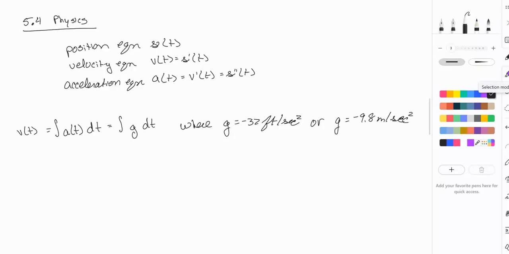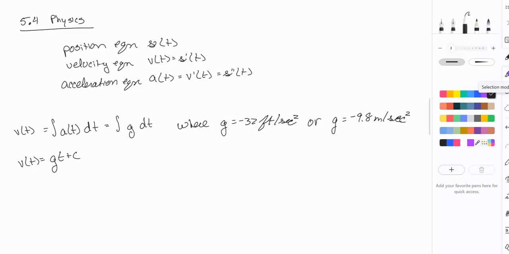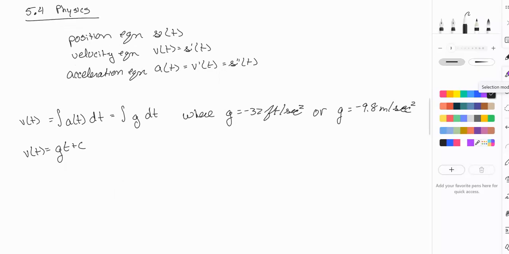So if I integrate that gravitational force, I'm going to get velocity. So when I integrate that, remember, this is just a number. It's either this number if I'm talking about feet per second, or it's this number if I'm talking about meters per second. So I'm integrating this with respect to time. So it's going to look like this: g times t plus C.